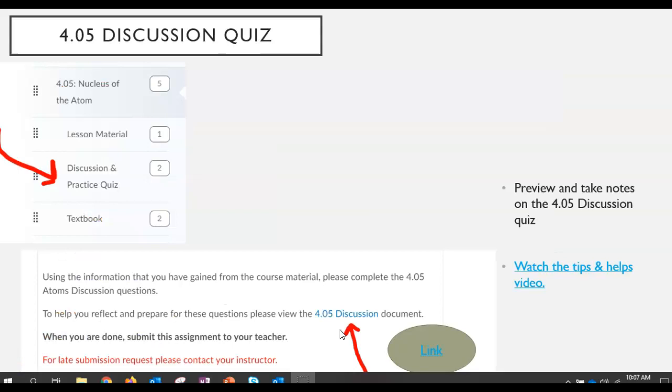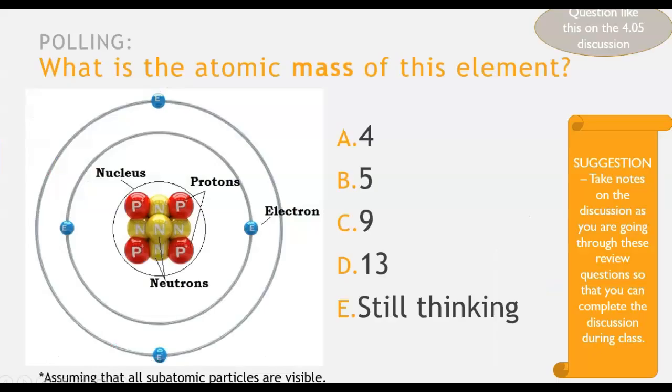I'm going to go through some practice problems with you to help you out with this. So we're going to review some of this material. First question, what is the atomic mass of this element? Well, we can see that in this drawing, all of our parts are labeled. That is pretty common to see P's or pluses for protons, N's or zeros for neutrons, and E or negatives for electrons.